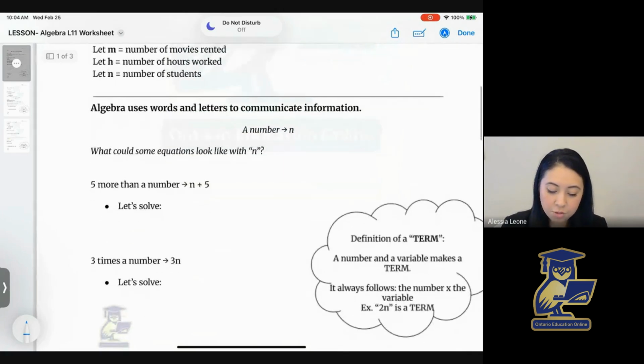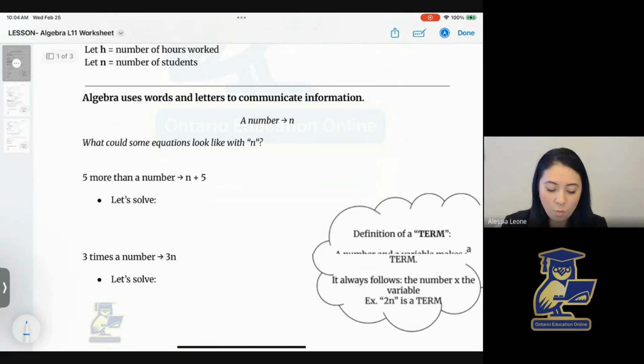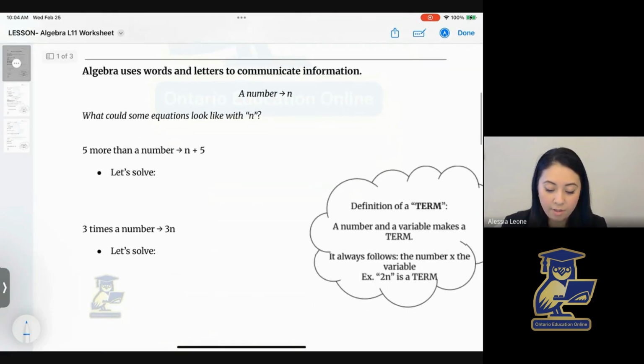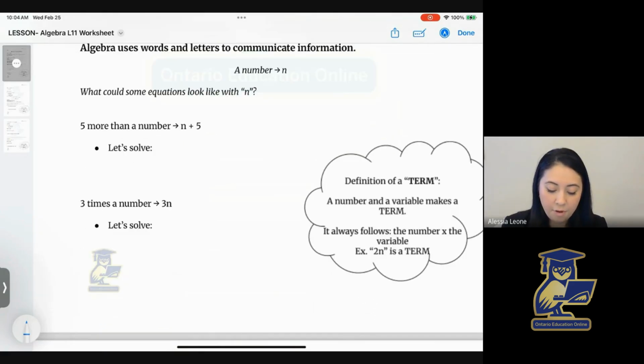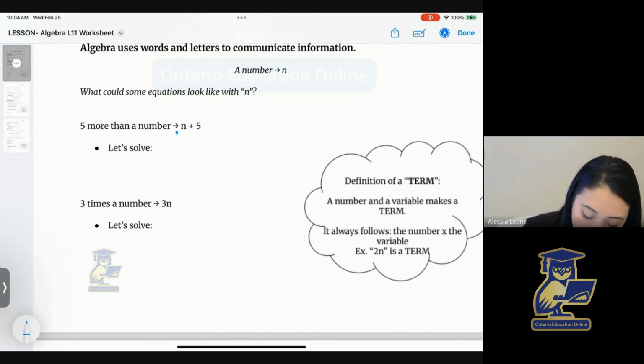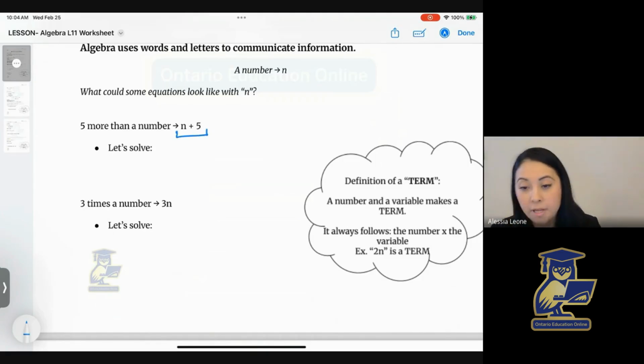Now, algebra uses words and letters to communicate information. A number in algebra usually is referred to as the letter N. What can some equations look like with N? 5 more than a number will turn into the expression N plus 5. So we're here, N plus 5.